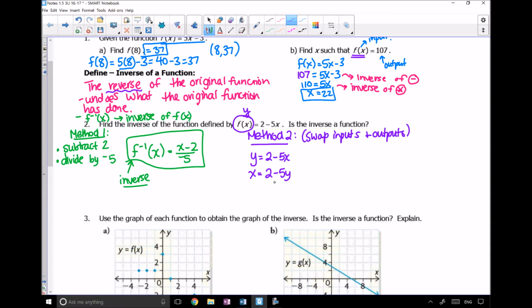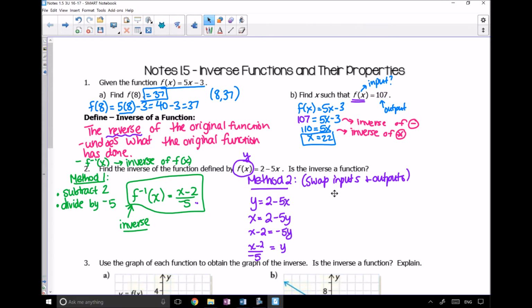So to isolate y, I'm going to subtract this 2 right here from both sides. So I get x minus 2 equals negative 5y, right? Then I would divide by negative 5, so that means that y is equal to x minus 2 over negative 5, just like what we got in this example right here. So I'll say that the inverse of my original function is x minus 2 over negative 5.